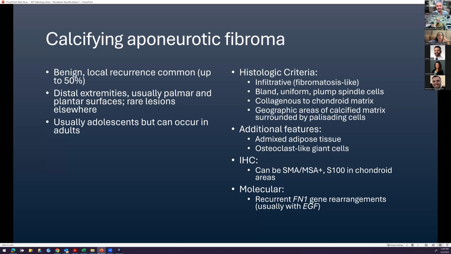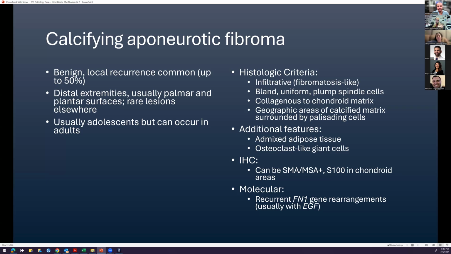Tenosynovial giant cell tumors as well. Some subset of them will have cartilaginous metaplasia. And in fact, there's thought that some of these two lesions are probably the same thing, right? Some tenosynovial giant cell tumors with cartilaginous features have FN1 gene rearrangement. So there may be some overlap in there.